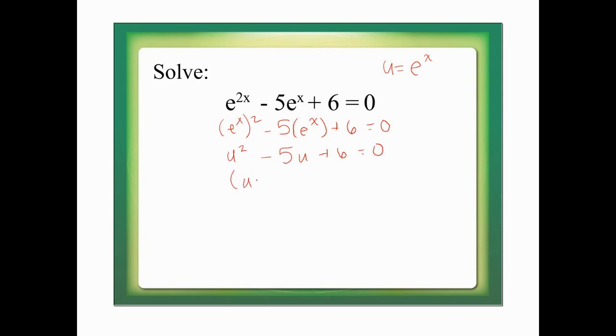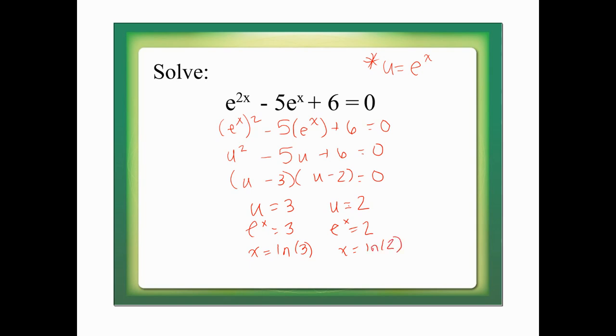I can factor this to be u minus 3, u minus 2 equals 0. So u equals 3 and u equals 2. However, that's not my final answer. I need to plug back in e to the x. e to the x equals 3, e to the x equals 2. I can take the natural log of both sides, so I get x equals the natural log of 3, and x equals the natural log of 2.